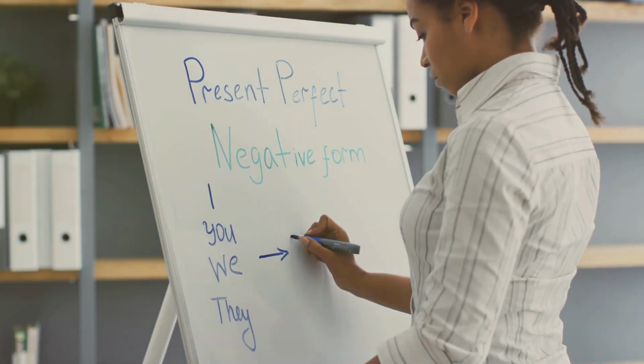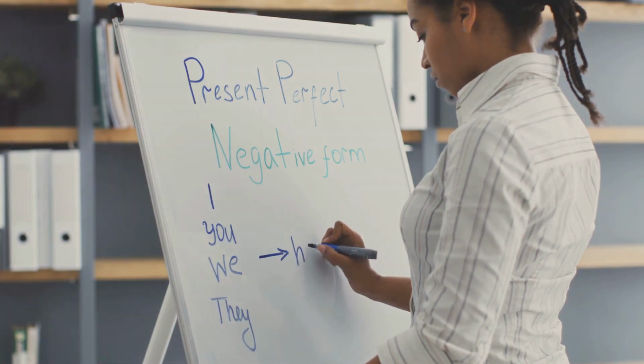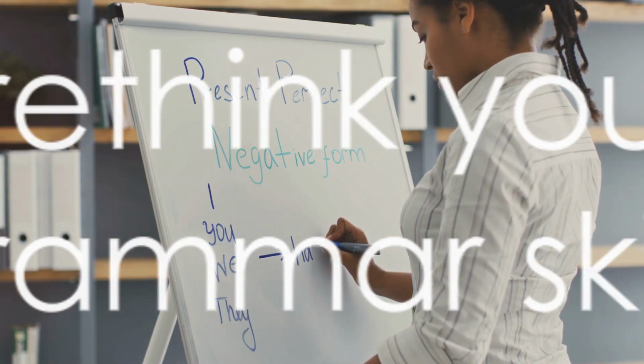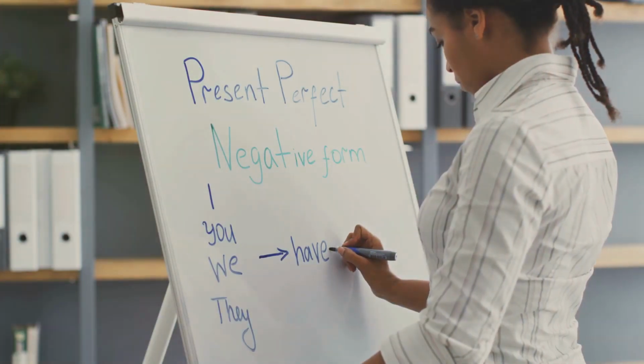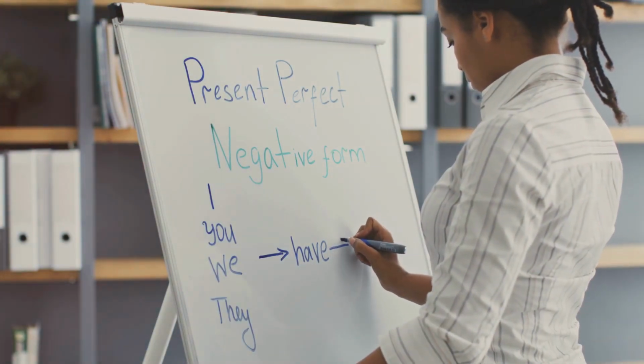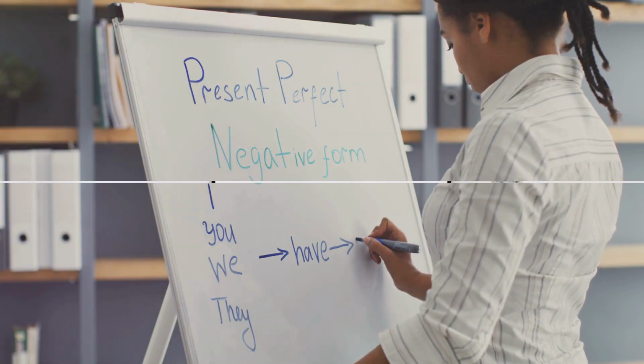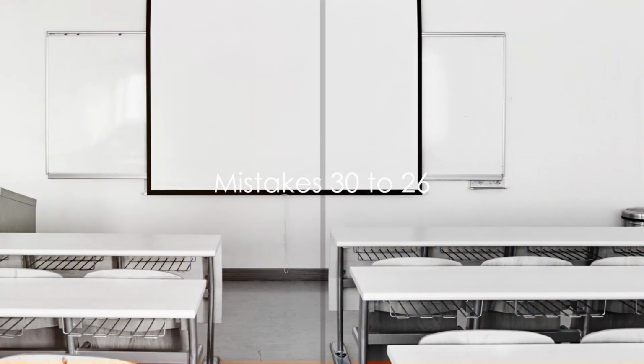Finally, at 31, avoid double negatives. I don't need no help should be I don't need any help. I bet you're starting to look at English in a new light. Let's keep the momentum going with the next 5 common mistakes.